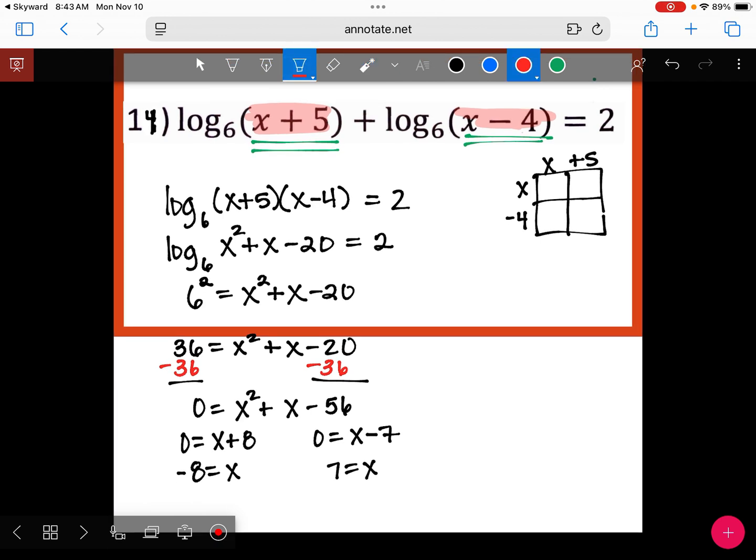It doesn't matter if it works in the other one, which it won't. If it doesn't work in one, then it don't work. This has to go. So on the test, you just have to cross out the ones that don't work, and circle the ones that do work. All right, what about the 7? Is 7 plus 5 positive? Yes. What about 7 minus 4? Is that positive? All right, so my only answer would be x equals 7.